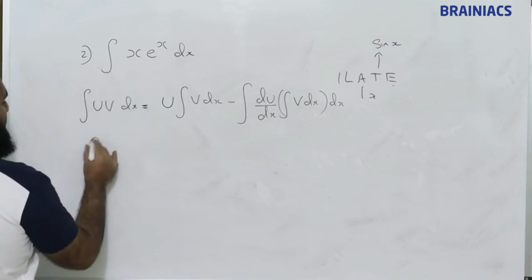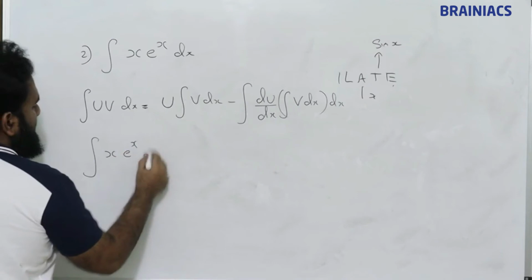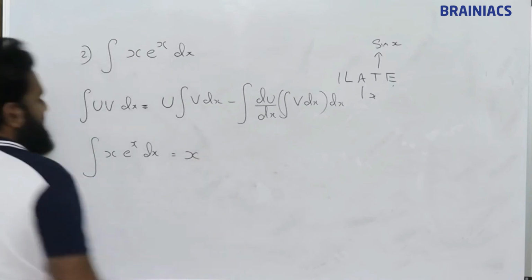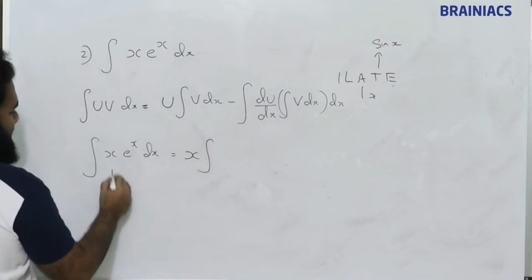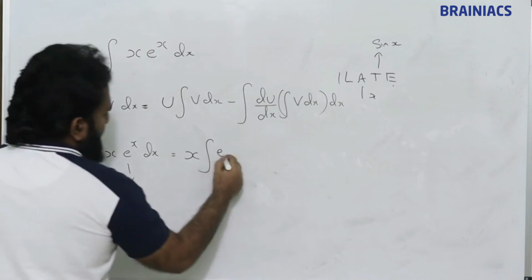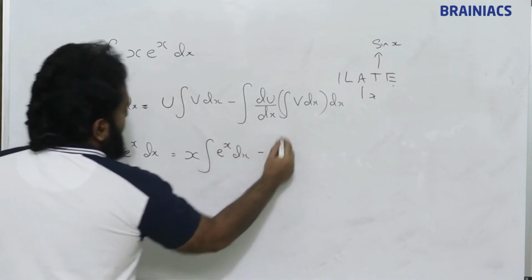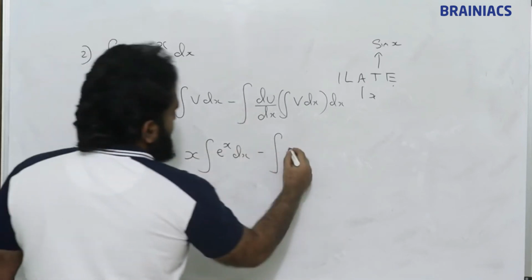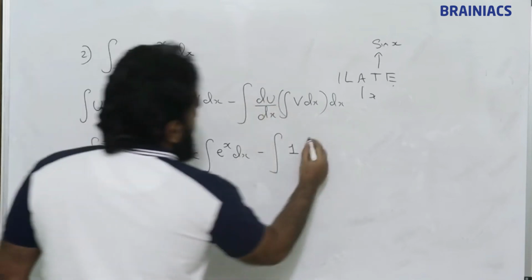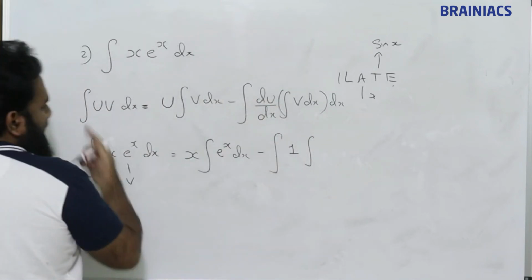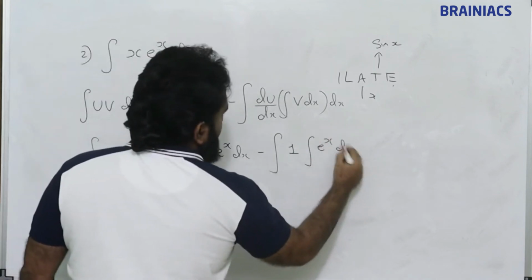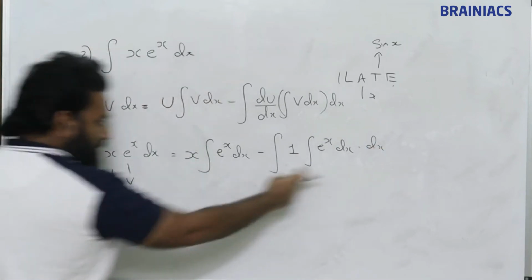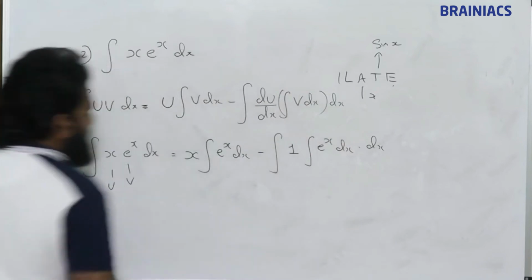Now let's see. Integral of x e raised to x dx is equal to, here u is x. Write it as such, times the integral of v, this is u, this is v, integral of e raised to x dx, minus full integral of du by dx. Differentiate this, and we get 1. Then integral of v dx, what is v here? e raised to x, e raised to x dx. Then dx. Integration is with respect to dx, that is why this dx comes here.